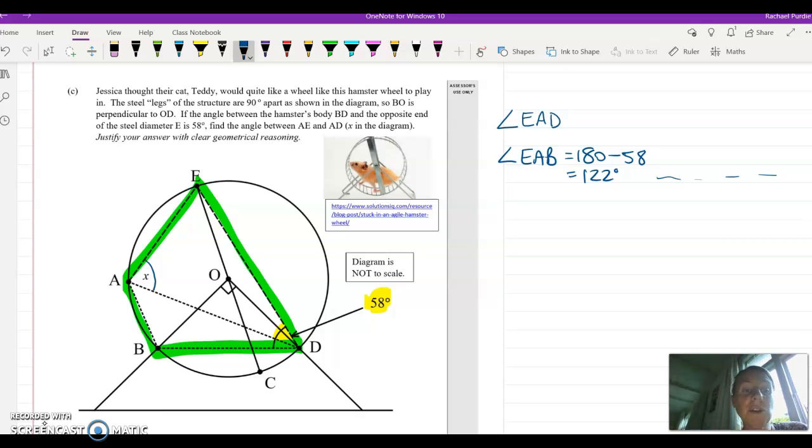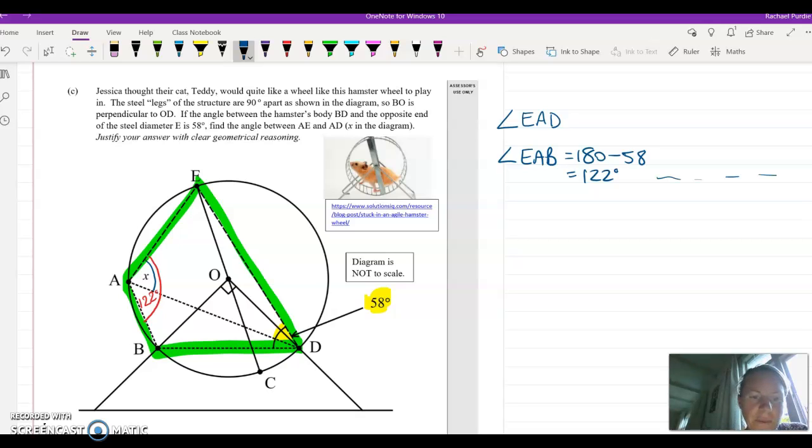Okay, so we've worked out that EAB is 122 degrees. So let's put that in. I'm just going to use a different colour pen. So EAB we've got is 122. And again, this is where your colours can come in a little bit handy. Right, what can we do next? So we know what those are.